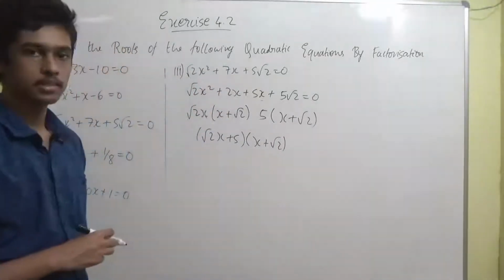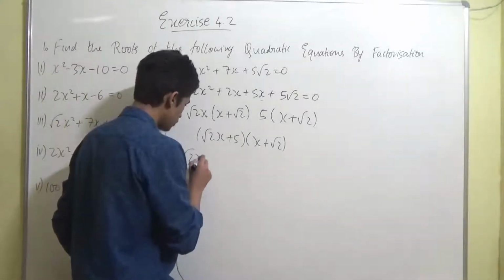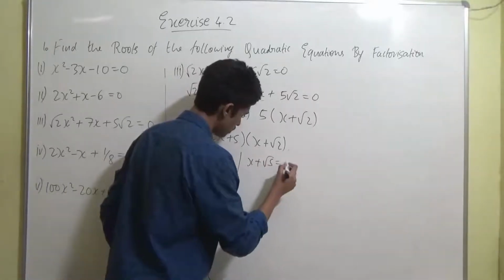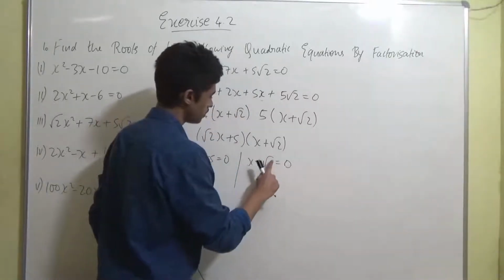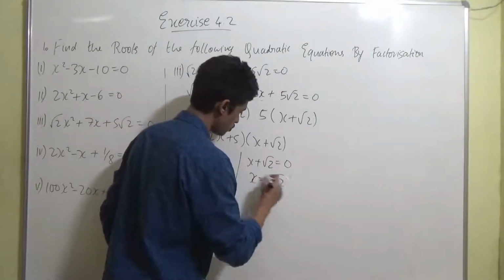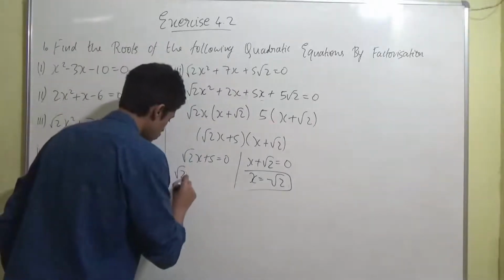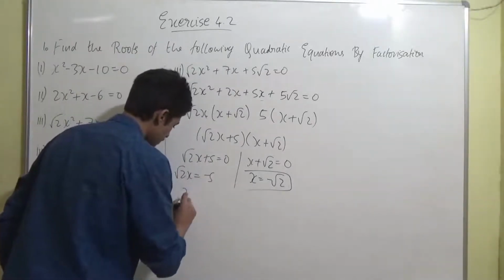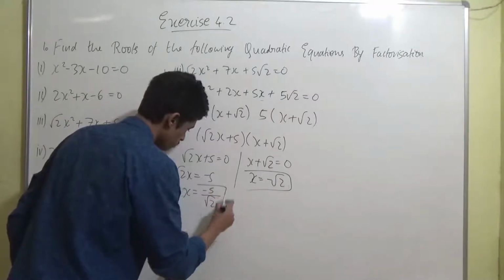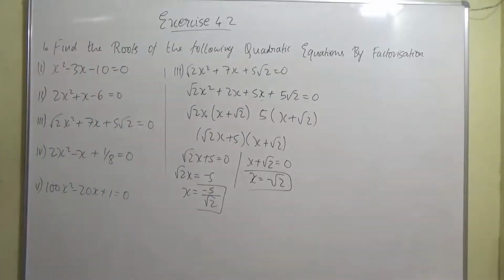Getting it, guys? So to find x, we'll equate both of them to 0. Root 2x plus 5 equal to 0 and x plus root 2 equal to 0. From here you will get x equal to minus root 2. This is one solution. Another solution is root 2x equal to minus 5, x equal to minus 5 by root 2. Getting it, guys? These are the two solutions of this question.